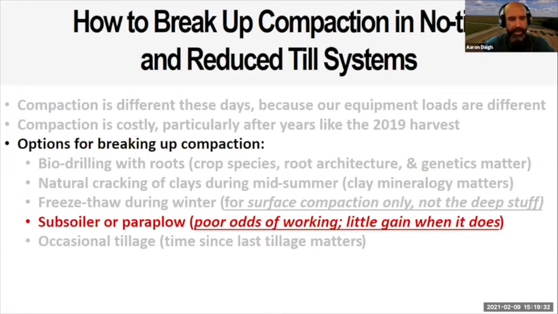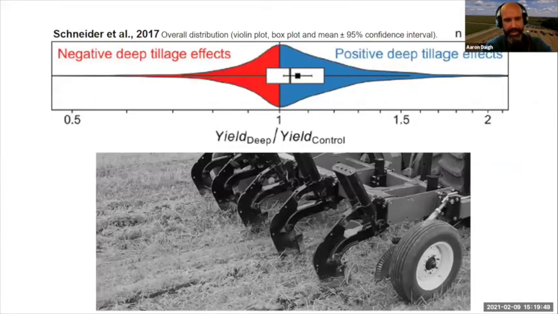The other option is if you got like an inline subsoiler or paraplow, that's basically not doing any mixing up on the surface, leaving all the residue on the ground. These tend to have poor odds of working and little gain when it does. And I want to show you an example of this because I get this asked a lot. I'll show this diagram here from Snyder from 2017. This is basically a study of studies. So they had over, I believe, 1,500 observations in this.